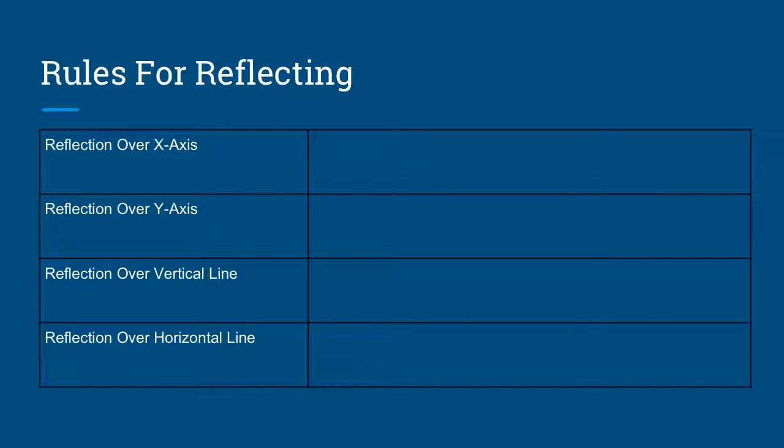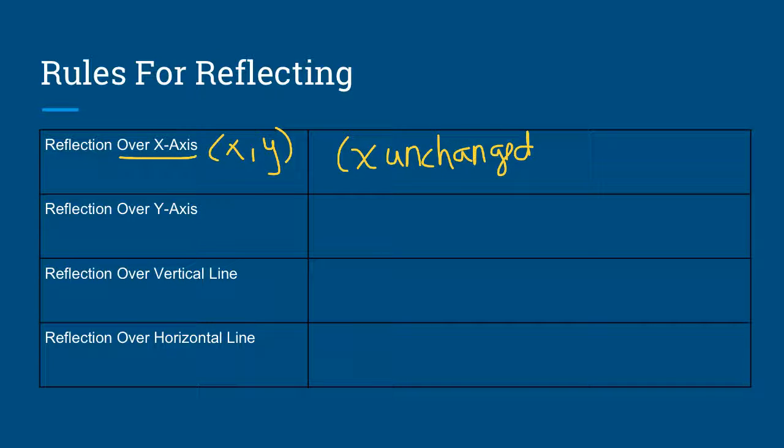So if we wanted to reflect something over the x-axis and its ordered pair was in the form x, y, what we would do is keep the x value unchanged, which makes sense because if I'm reflecting over the x-axis, I'm going top to bottom or bottom to top. I'm not shifting side to side. So my x-coordinate will remain unchanged, and because I'm going either top to bottom or bottom to top, my y will become the opposite of what it was to begin with.